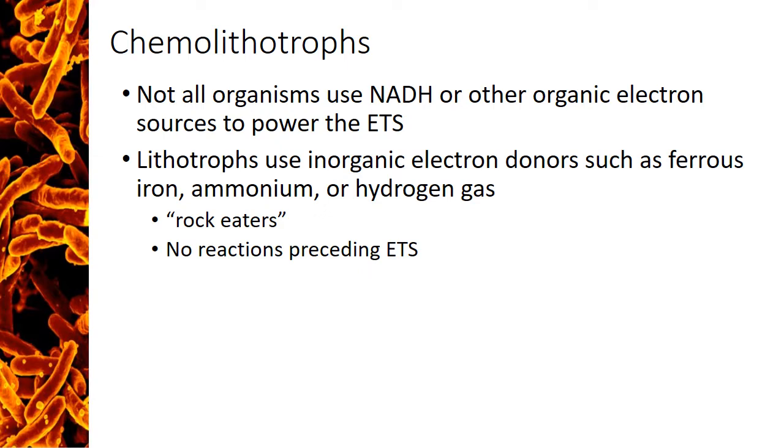And all of the ATP that they produce to use in the cell is produced through oxidative phosphorylation from that electron transport chain. Instead of using organic electron carriers like NADH and FADH2, chemolithotrophs use inorganic chemicals as the electron source for their electron transport chain, such as iron or nitrites or hydrogen gas. Because of this, they often get the nickname of rock eaters, since they grow off the inorganic molecules just found in the environment. It's important to note that the electron transport chain functions in the same manner with the same steps. It's just the source of electrons that differs for chemolithotrophs.